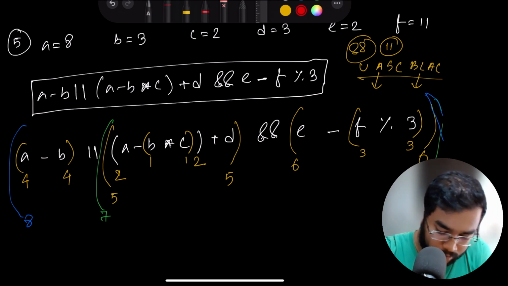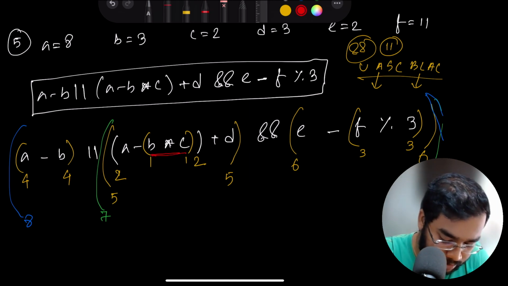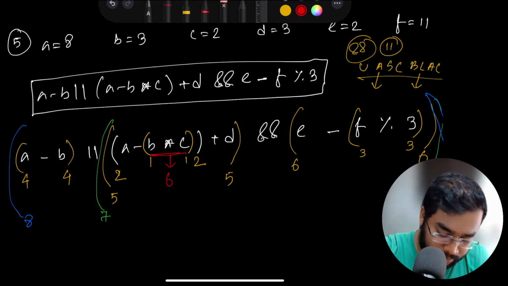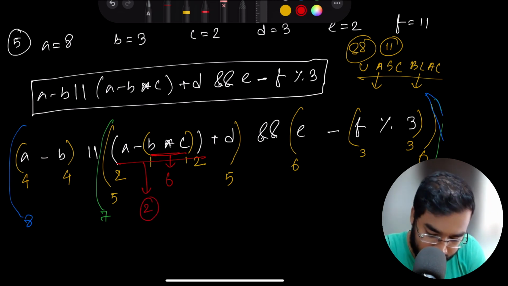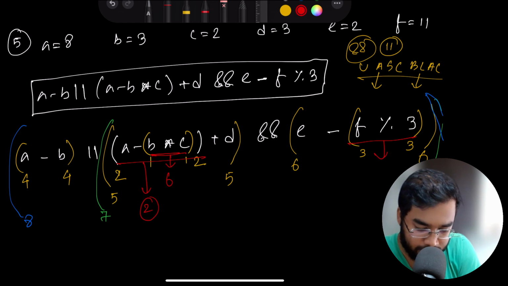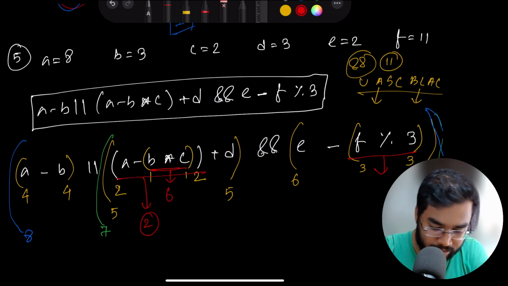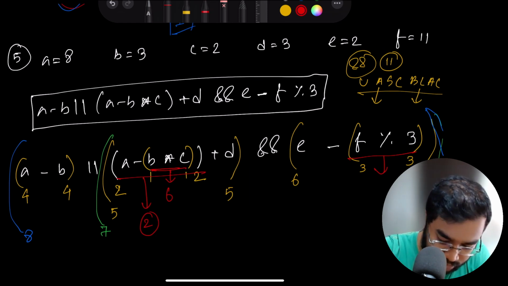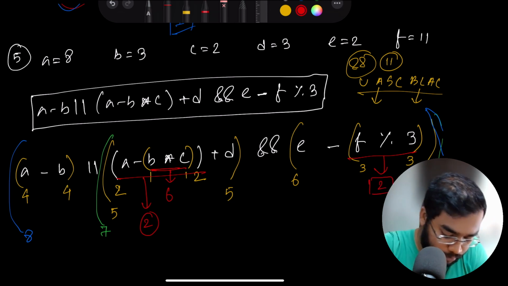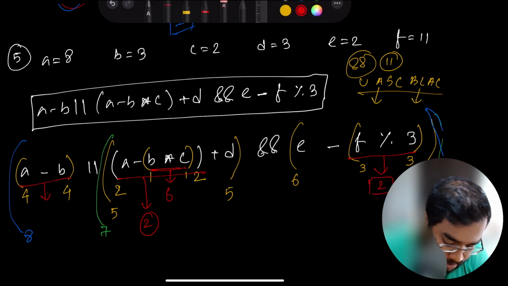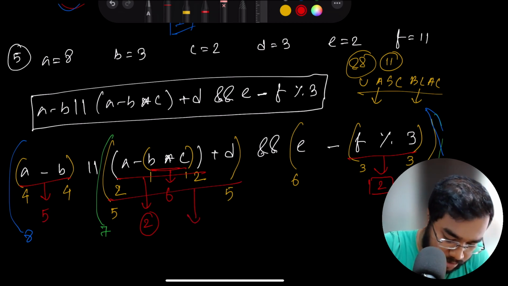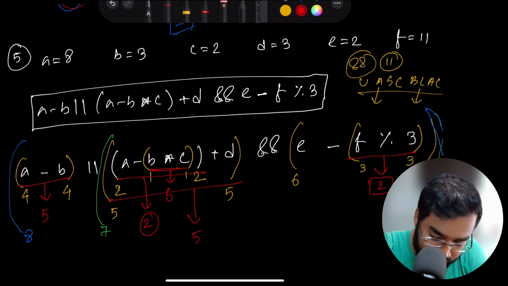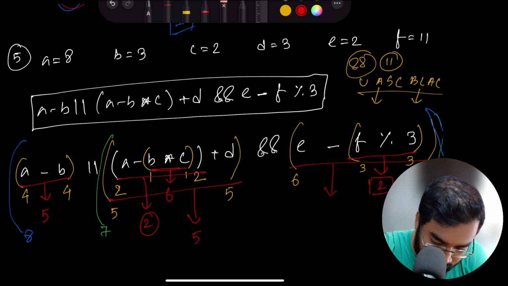So yeah, now number 1, B asterisk C. So 3 into 2 is 6, and then A minus 6, that means number 2, it would be 8 minus 6, which is 2. And here it is number 3. Number 3 is F asterisk 3, then 11 asterisk 3, which is 3 into 3 is 9, that means 2. And then number 4, A minus B. 8 minus 3, which is 5, and then there would be 5. 5 means 2 plus D, that means 5, and then number 6, E minus 2, then it is 0.